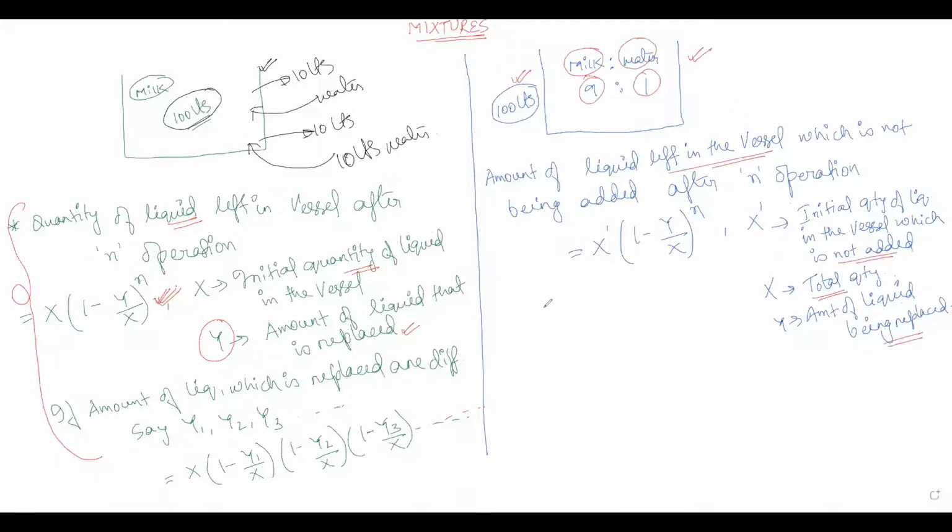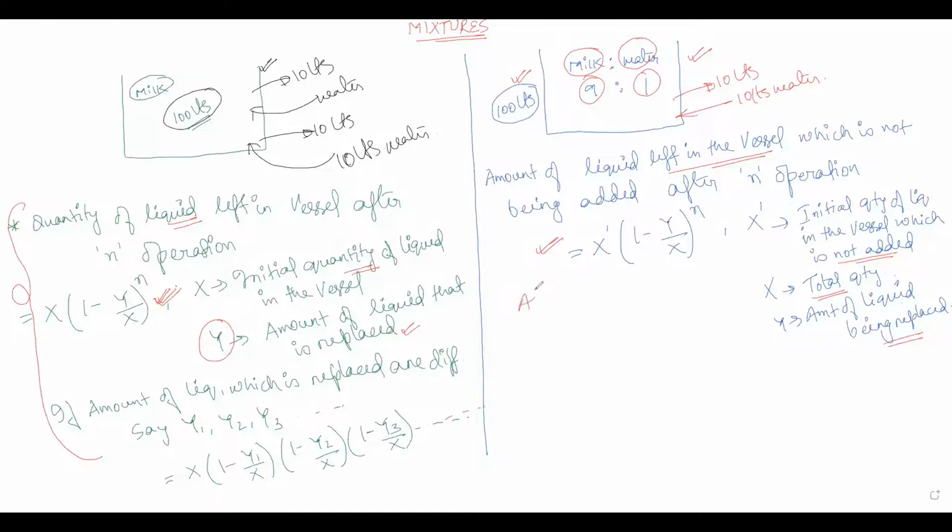Now, if the same process is repeated 3 times, I want to find what is the amount of milk left in the vessel. That means I'm taking out 10 liters of the solution and I'm replacing it with 10 liters of water. If I repeat this process 3 times, then what would be the amount of milk left in the vessel? So we can directly use this formula.